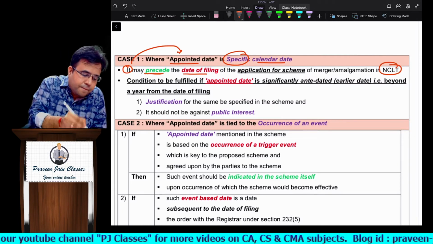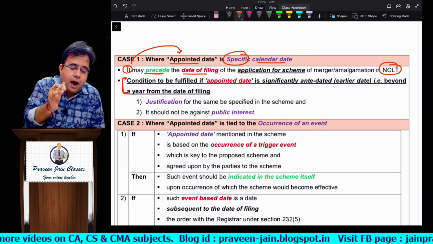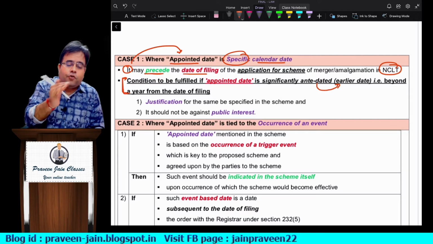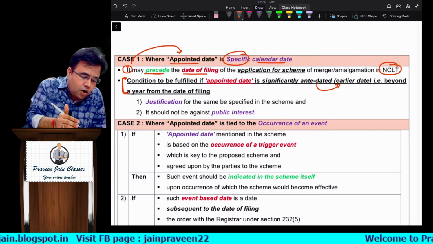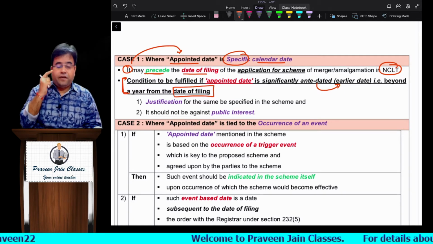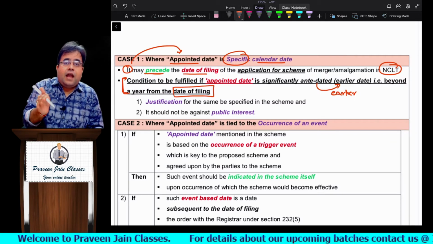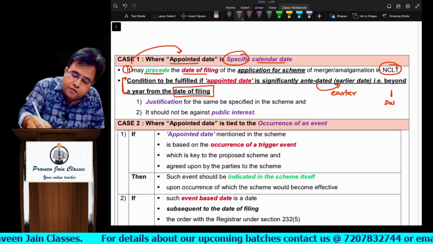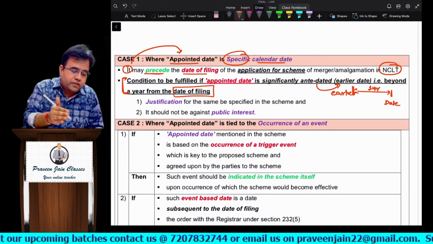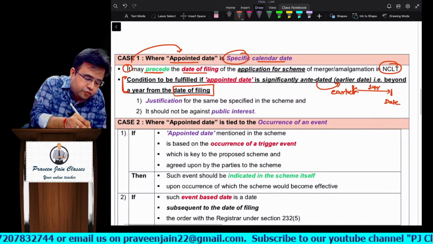Very good. But now let's see what is the second point talking about. Conditions to be fulfilled if appointed date is significantly antedated. Antedated matlab backdate, or you can say earlier date. That is beyond a year from the date of filing. Beyond a year from the date of filing, sir. So what he is saying, sir, if your appointed date is an earlier date, and how much earlier sir, from the date of filing and the date which you have selected, if gap is what do you say 1 year or more than one, beyond 1 year, so it is more than 1 year sir, then these two conditions you have to fulfill.